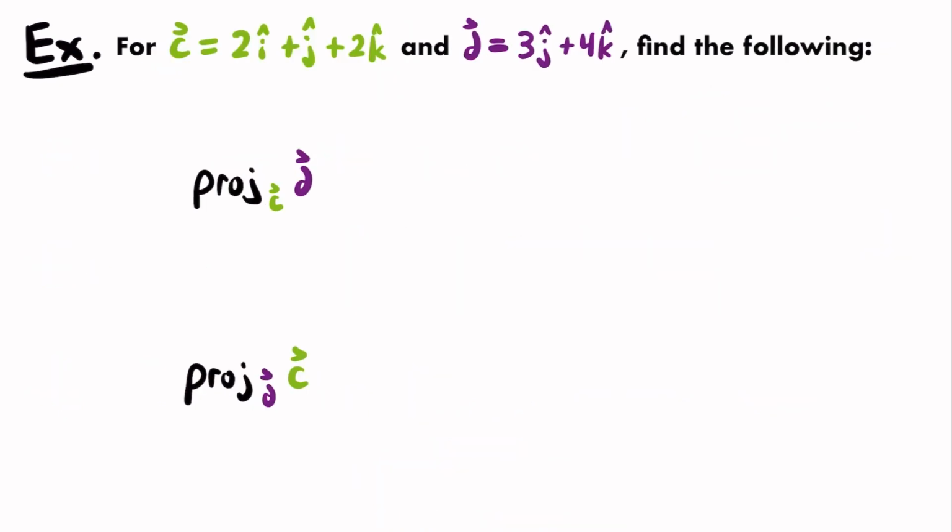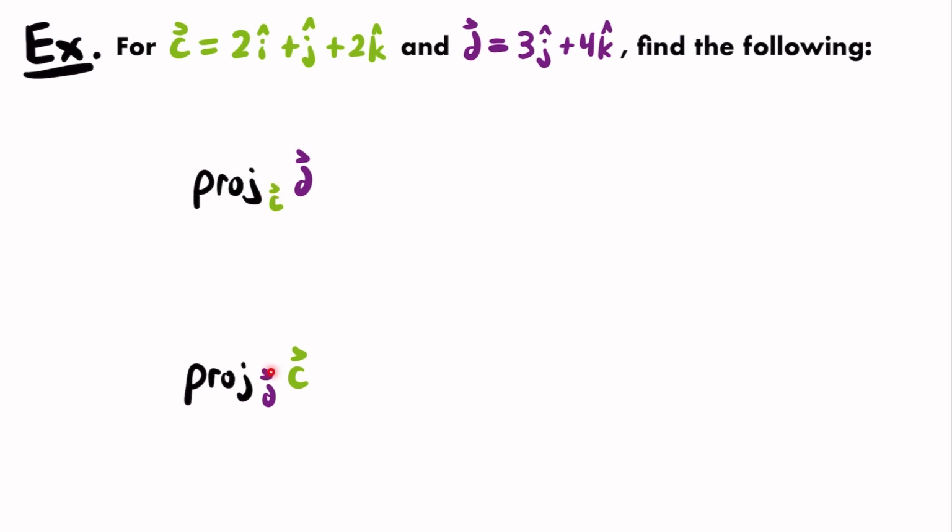Okay, so next up we have for vector c equals 2i plus j plus 2k, and vector d equals 3j plus 4k, find the following. And we have two projection vectors that we want to find. We want to find the projection of vector d onto vector c, and the projection of vector c onto vector d. All right, it's important that you are able to read these notations. These two vectors are not the same. Switching the location of these two vectors in this notation completely changes the vector.